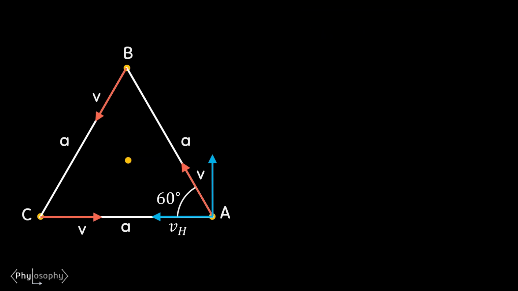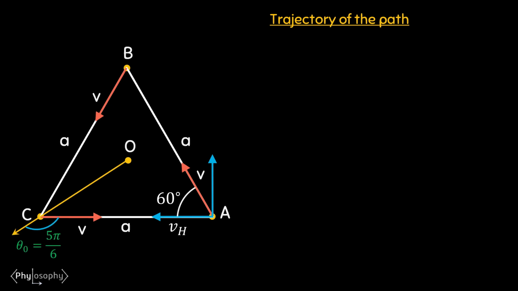Now we need to find the equation for the trajectory of their motion. It will be easy to find the equation if we use the polar coordinate system. Let O be the origin and initially the position of the particle is at C and its position is represented by the position vector r. Therefore the angle between the position vector r and the velocity vector v is 5 pi over 6.